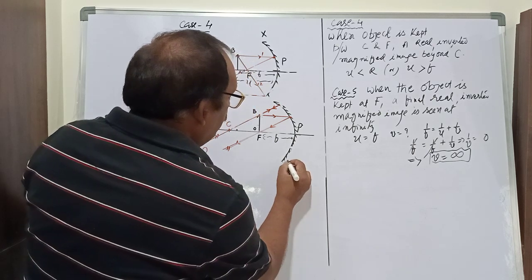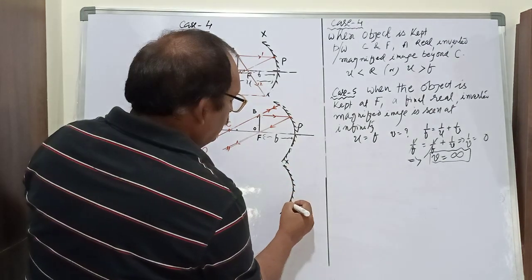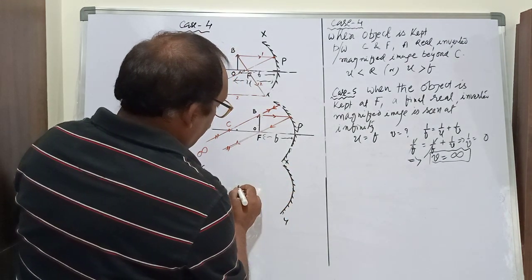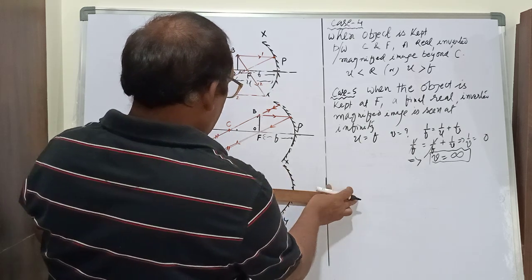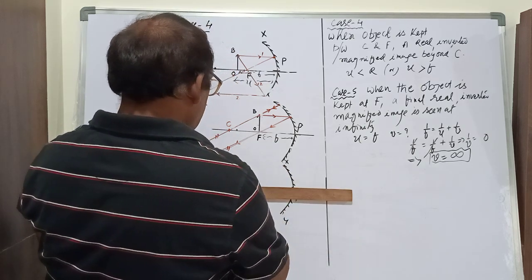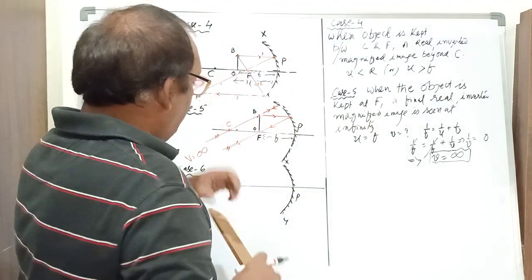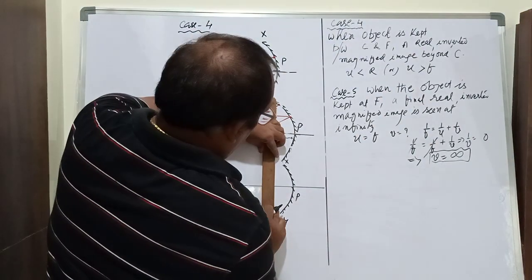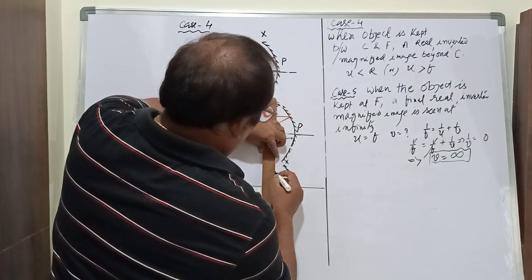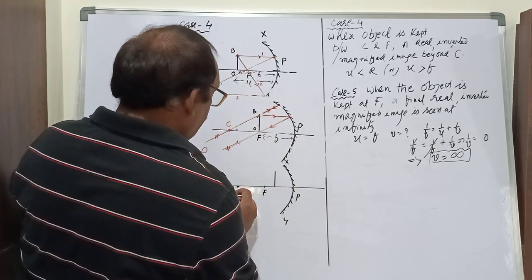This is the given section of the mirror XY. The polished surface is away from its center of curvature. This is the pole of the mirror. And the line passing through the center of curvature and the pole of the mirror is taken like this. That's called the principal axis. Now the object should be placed in between focus and the pole of the mirror. Somewhere here it is placed. This is the center of curvature.